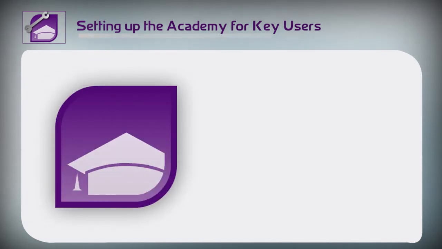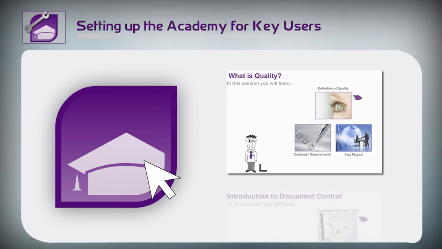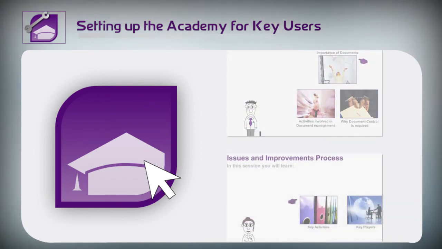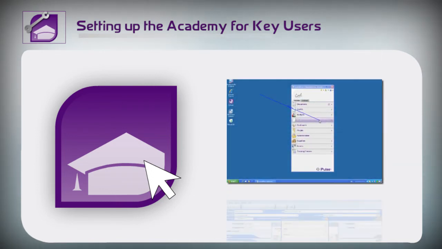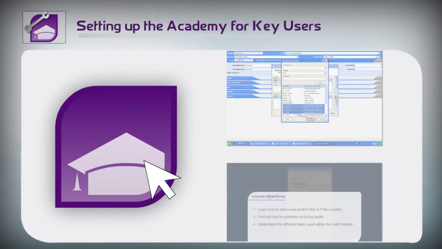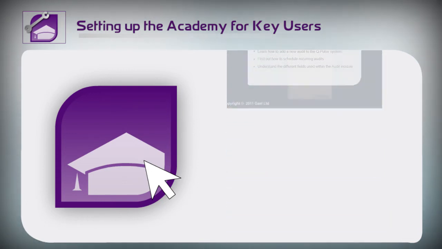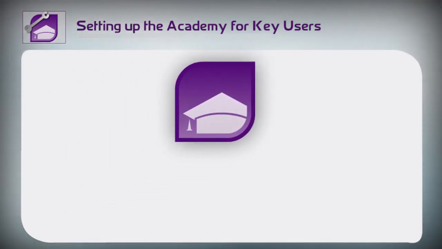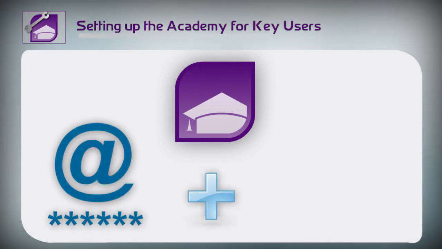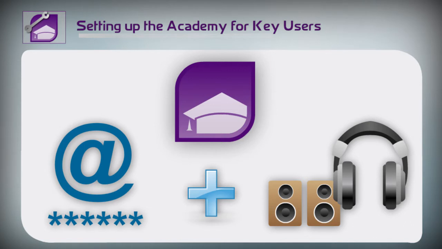As you currently have Academy access, you should start adding users to it. As well as courses on QPulse, you'll find courses on the principles of quality, document control, handling issues and improvements, and auditing. Assigning Academy access early on is a great way to introduce the concepts of quality and online learning to your members before they actually need to use QPulse. To access the Academy, every user will need an email address where they can receive their password, as well as speakers or headphones to listen to the courses. Once you've added your users, you should assign some of the basic courses to their training plan.